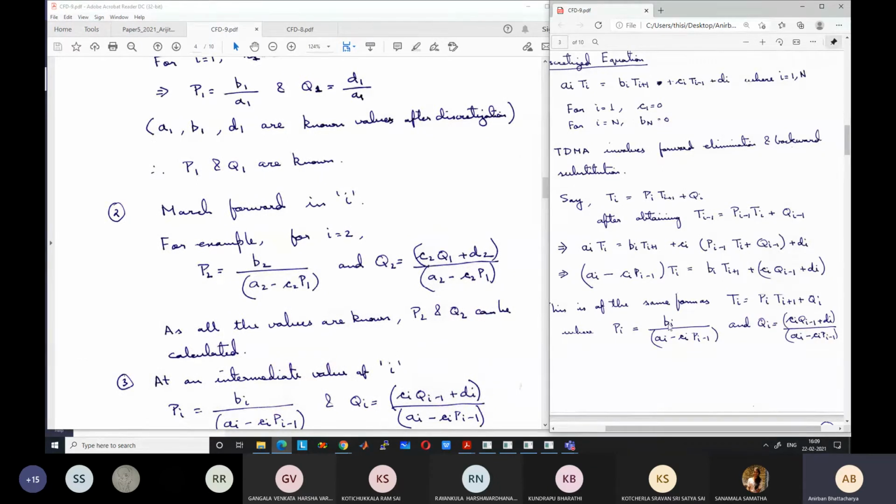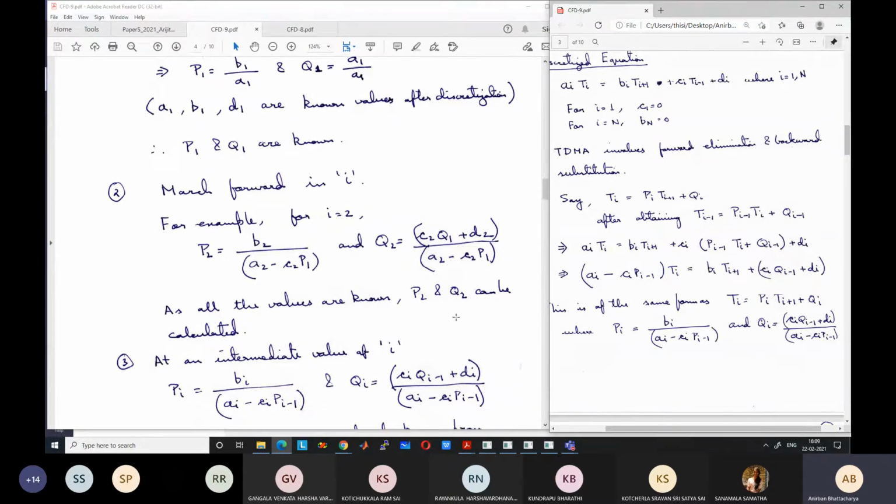For example, for i equal to 2, I have already described P2 is equal to B2 by A2 minus C2 P1. P1 we have already calculated, remember? And Q2 is equal to C2 Q1, Q1 is also already calculated, plus D2 divided by A2 minus C2 P1. P1 is also known. So all these are known. So P2 and Q2 we have calculated. Then we will calculate P3 and Q3, P4 and Q4, like this.